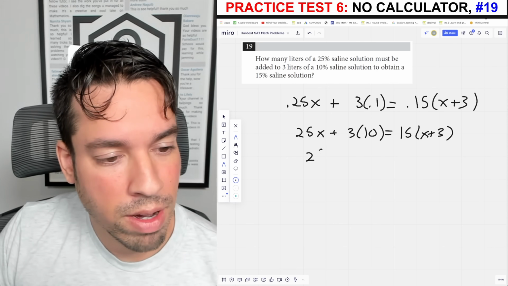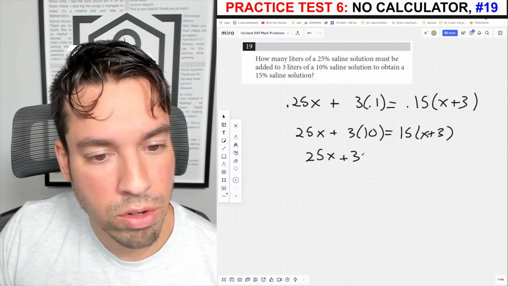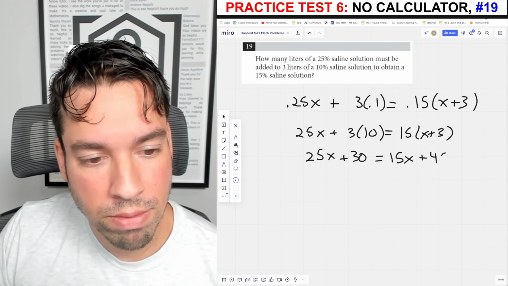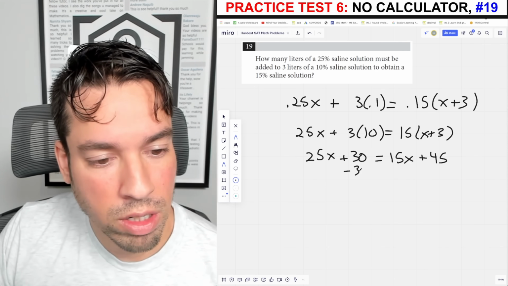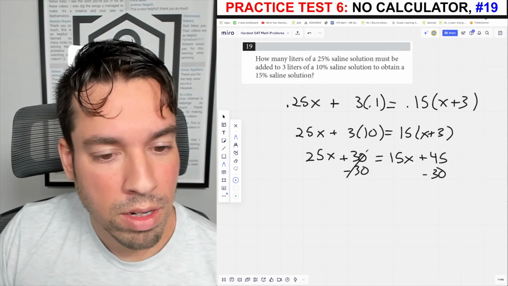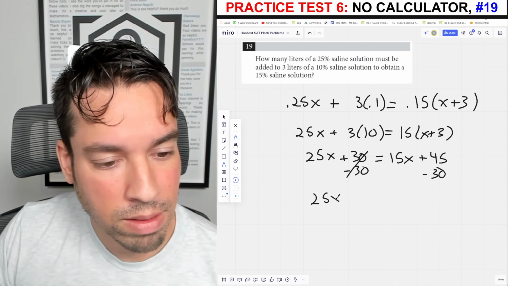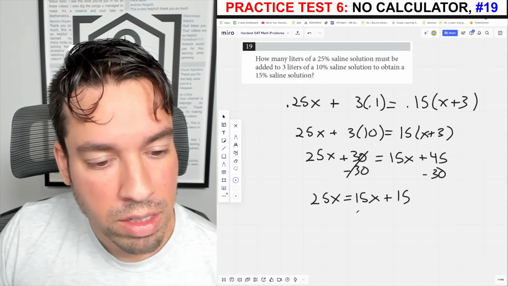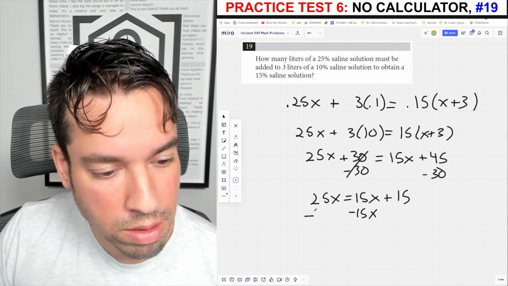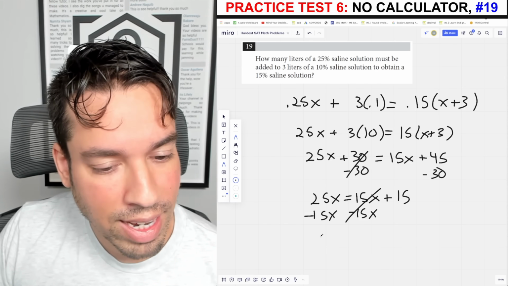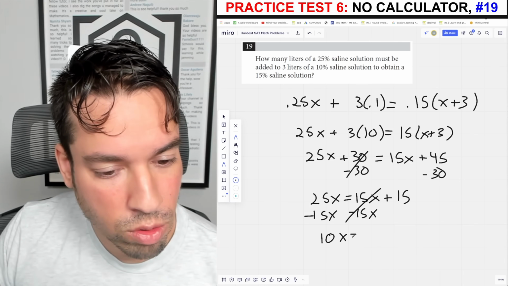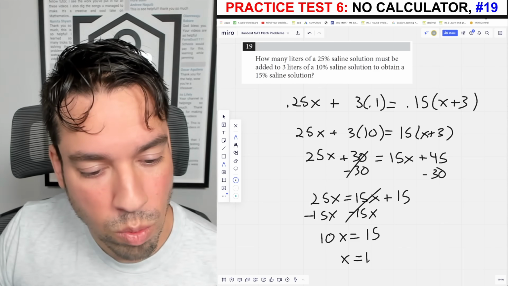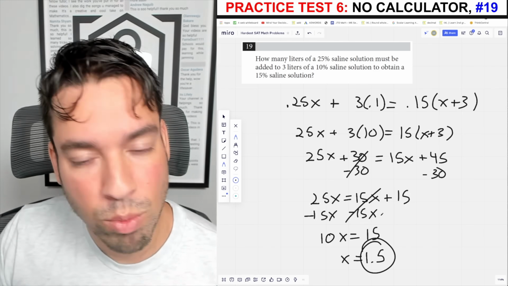Then I've got 25x plus 30 equals 15x plus 45. Then I'm going to subtract 30 from both sides. And then I've got 25x equals 15x plus 15. Subtract 15x from both sides. And I got 10x equals 15. Divide both sides by 10, and I get x equals 1.5, and we're done.